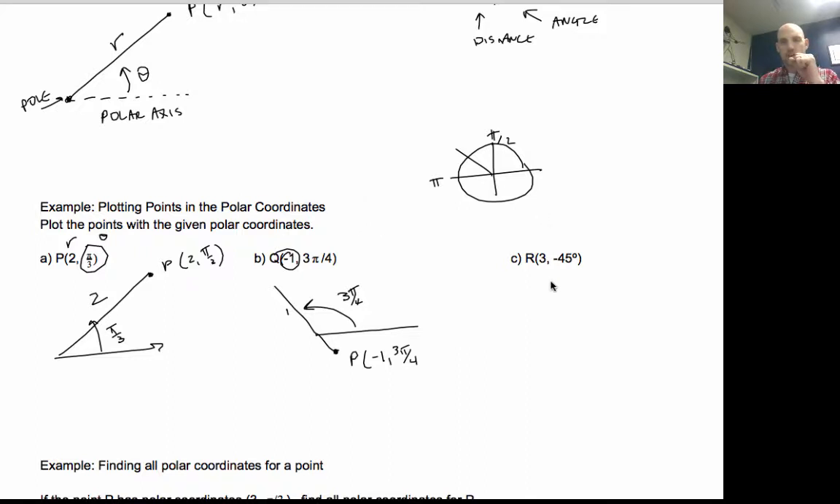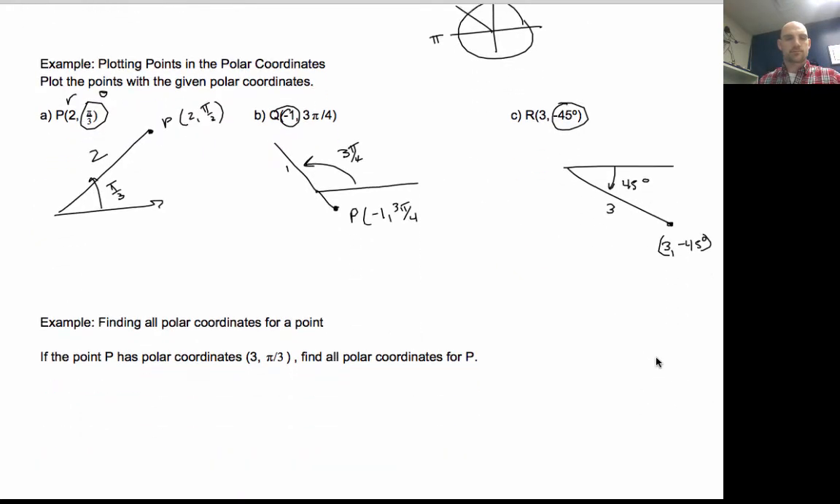All right? This case, -45 degrees. So -45 degrees is down here. This is 45 degrees. And our radius will be 3. And so our P here is 3 comma -45. All right. Angle first, then radius.